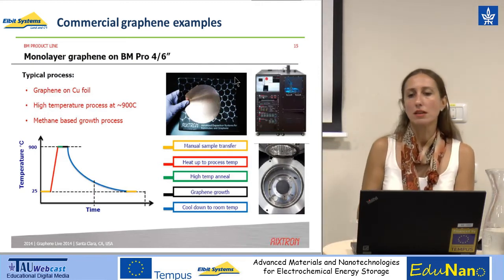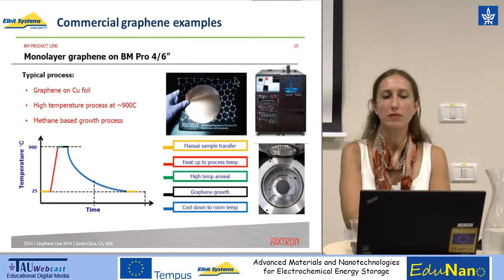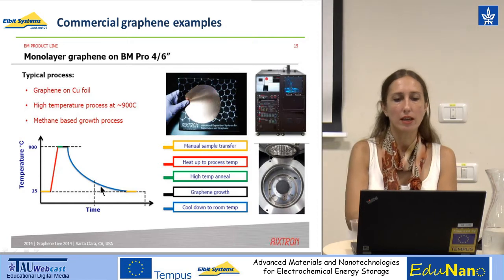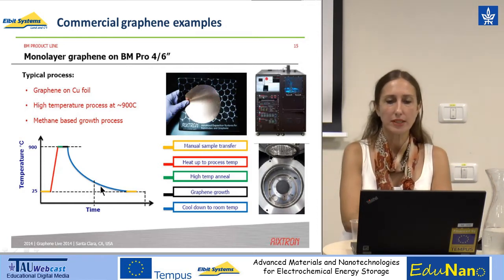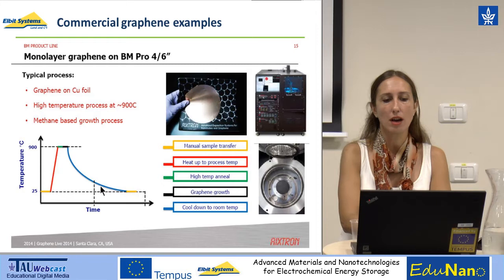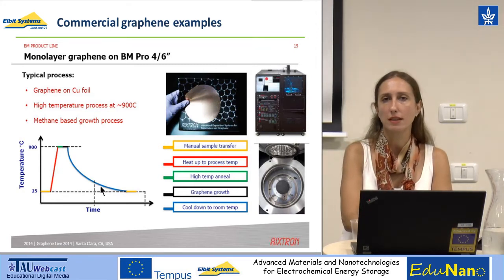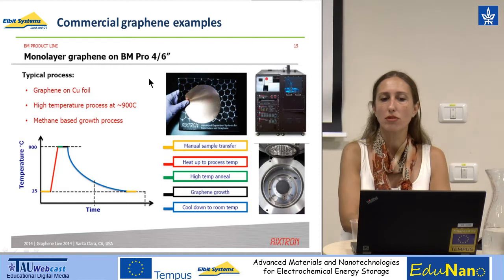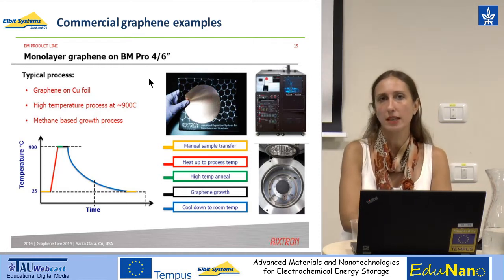Another well-known company that provides commercial graphene samples or examples is the Extron company. This actually is taken from their presentation given on the Graphene conference at the end of 2014 in Santa Clara, USA. What they show here is their BM product line that produces monolayer graphene on what they call a BM Pro 4 per 6-inch area.